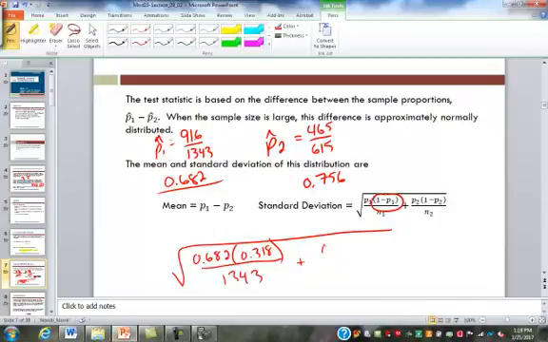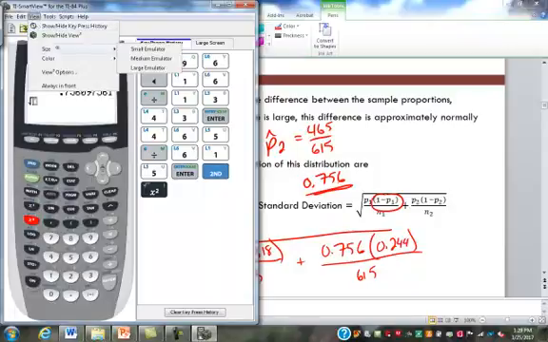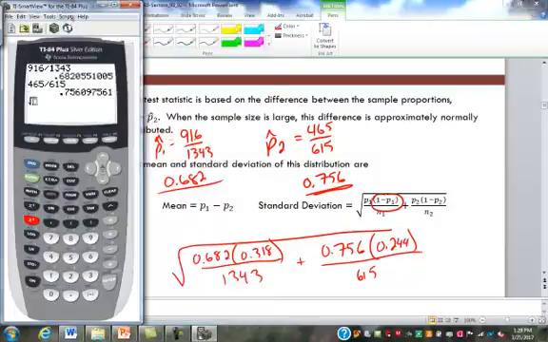plus p2, 0.756 times 1 minus the 0.756, which is 0.244. That's going to be over the 615. So I punch that in. Second square root. I'm going to hide my key press under history there, so I got some more room here.